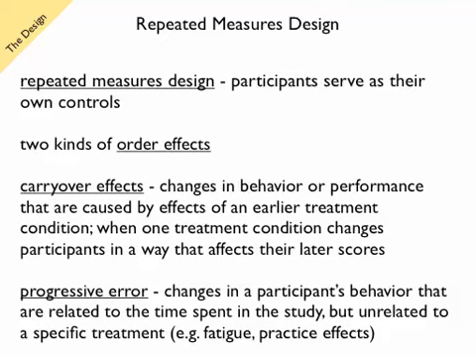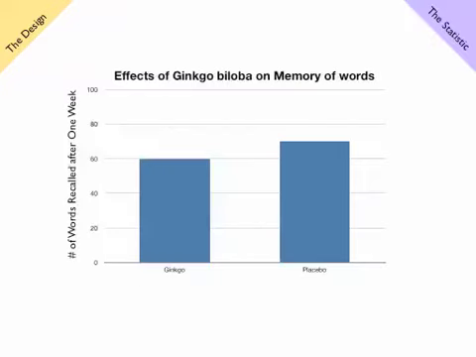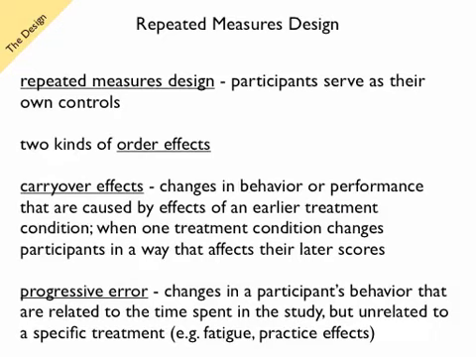Progressive error is different as changes in a participant's behavior that are related to the time interval between treatments, but aren't related to a specific treatment. So you might find if we did the placebo first and then the ginkgo second here, that ginkgo isn't actually decreasing memory scores here, and here we're measuring the number of words they recall after a week's delay. They may just be tired of showing up to take this test, and that's affecting their performance. So fatigue is one thing.